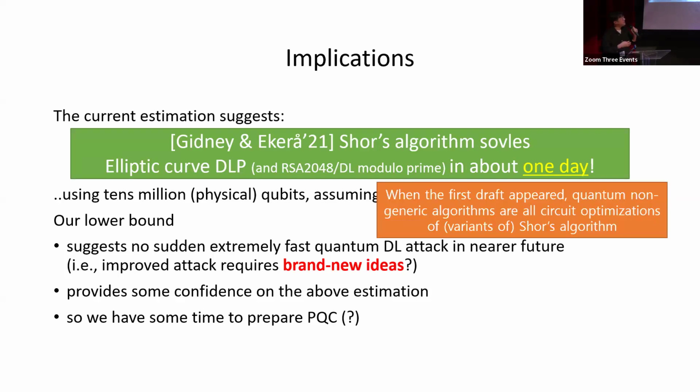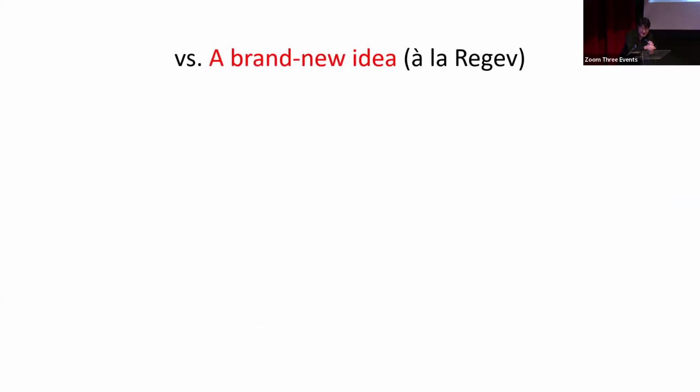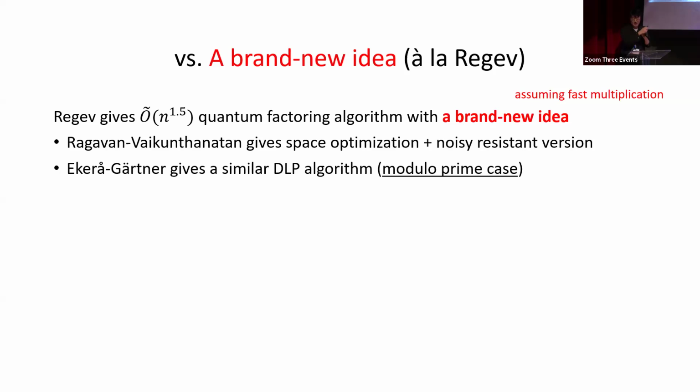Actually, when we uploaded the first draft, there was no super nice attack which uses non-generic things. But the problem is, after one month, someone uploaded a new paper with a brand new idea. And yeah, its time complexity is just n to the 1.5, which is faster than n to the 2, and it uses a brand new idea.